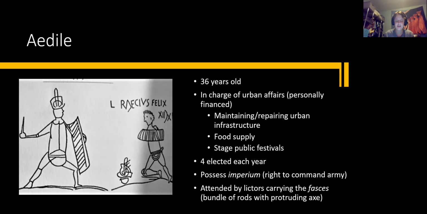Unlike all the other positions in the cursus, this one was optional, but many men chose to run for it because it was a good way to gain popular support before running for higher office. The aedile is also the first of the magistracies to possess imperium, or the legal right to command the army, and the first of the magistracies to be attended by lictors, bodyguards who carried fasces, which were a bundle of rods with a protruding axe that symbolized the right they had to physically punish others.